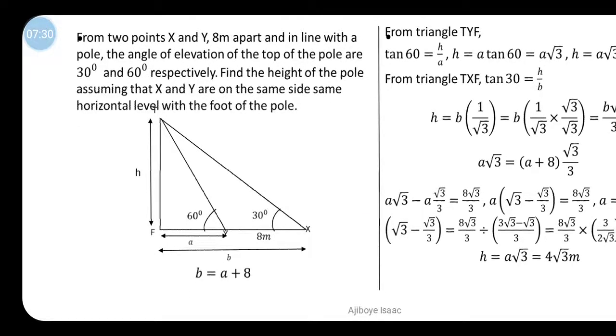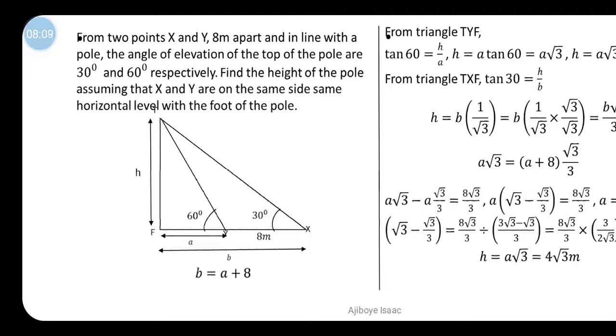So we represent that. We draw the pole, okay, and then represent the angle 60 degrees from y. 60 degrees is the angle of elevation of the top of the pole, and 30 degrees is the angle of elevation of the top of the pole at x. Okay, so if we represent that on a right angle triangle, we have triangle TYF, that is T is the top there, and we have two triangles there. We have triangle TYF. We also have triangle TXF.